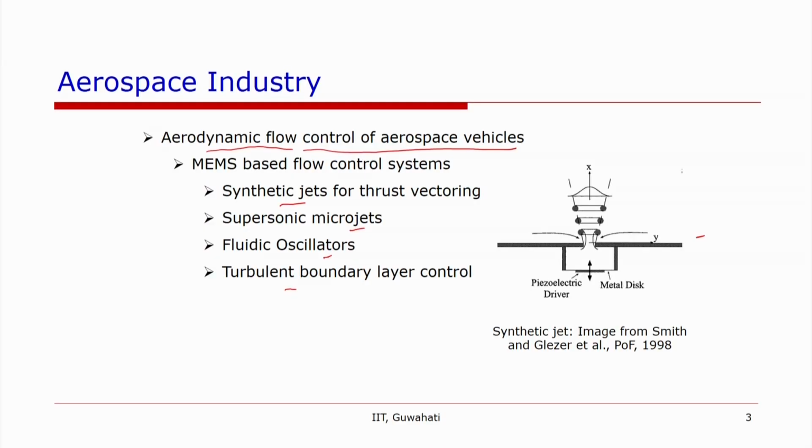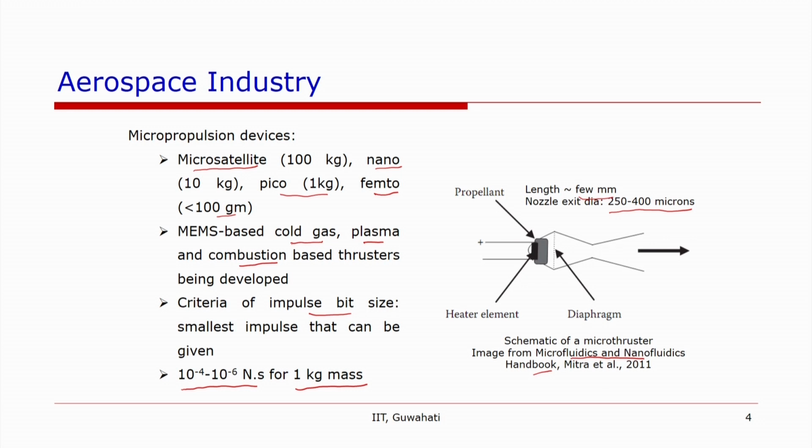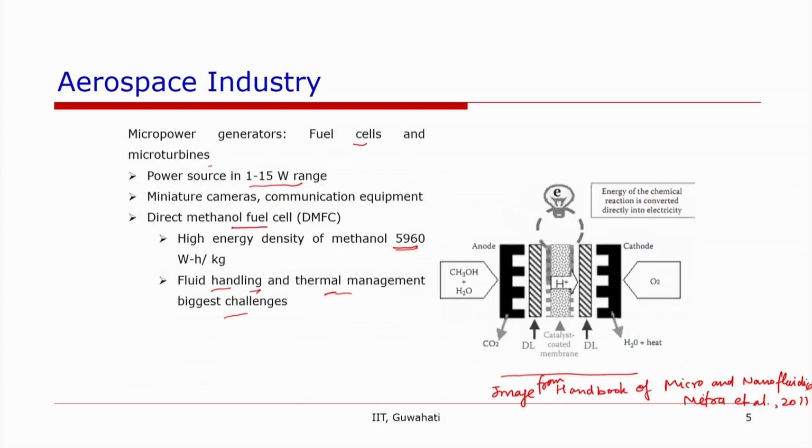So, in the aerospace industry, we looked at three applications here. The aerodynamic flow control of aerospace devices, so as to control the lift and drag on the vehicles, and then micro thrusters for micro propulsion devices or for micro satellites, then micro power generators, for example, fuel cells and micro turbines.